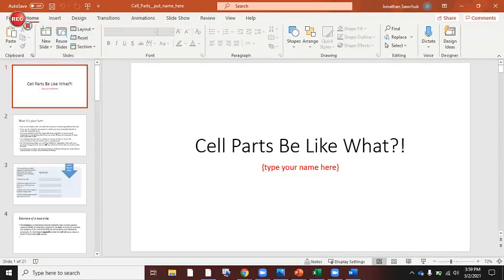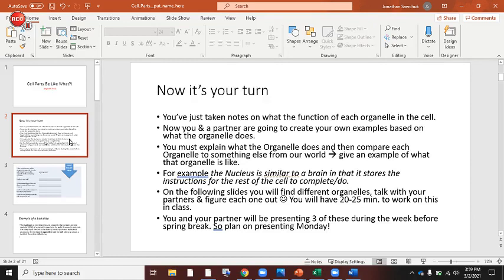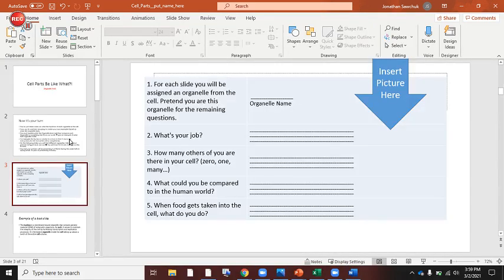Cell parts be like, what? So here you're going to type your name. So I'm going to type my name is Organelle Fred. Oh, you spelled Organelle right, Fred. Sorry. Now it's your turn. Here are literally the instructions I just read for you. Here is an example slide, a blank one, so you can see what the blank slide looks like.